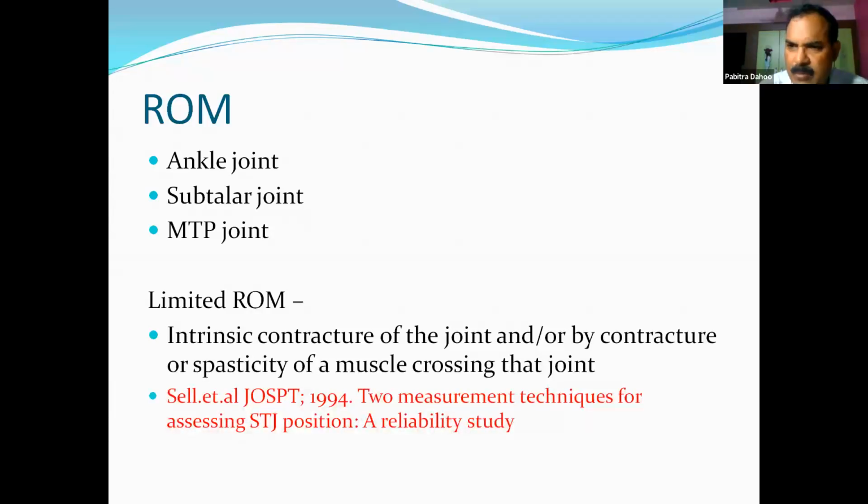So initially it starts with spasticity of the muscles. When the spasticity remains untreated for a long period, that gives rise to static contracture of the structures around the joint. What are those structures? Static contracture of the capsule, static contracture of the ligaments. All these things lead to a static deformity. So these static and dynamic components both will lead to limitation of range of motion.